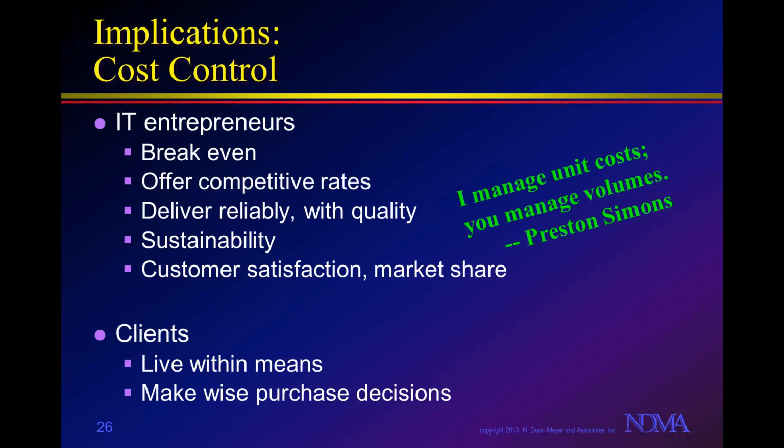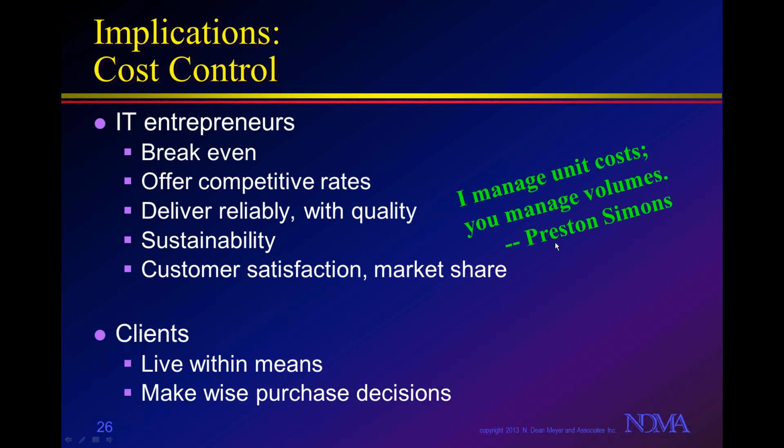So we still have absolute cost control. We have frugality up here. IT must offer the best rates in town. And we have controls on total spending down here, with clients having to live within the finite limits of their checkbook.